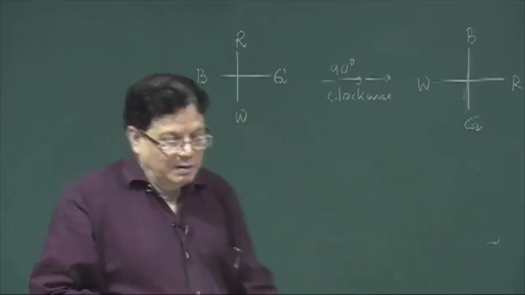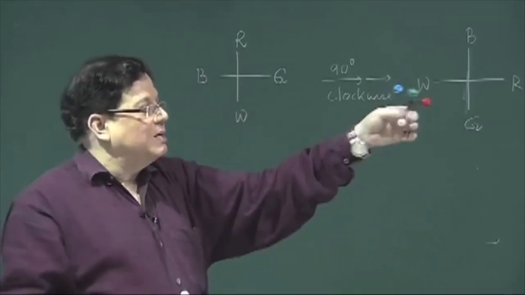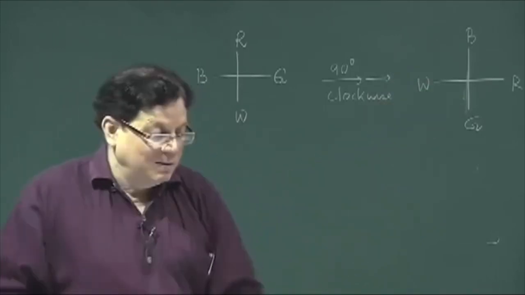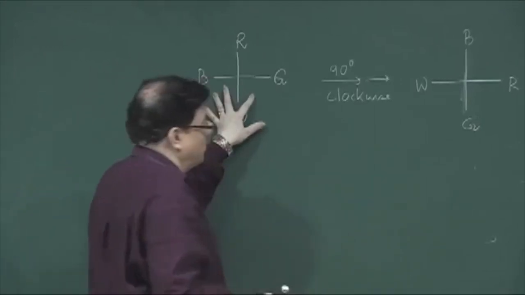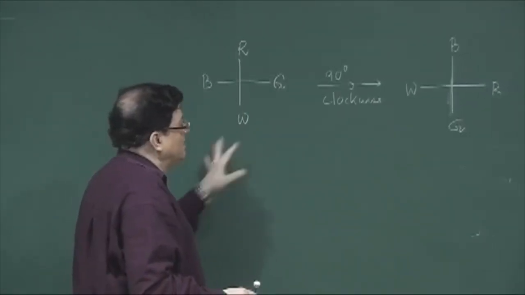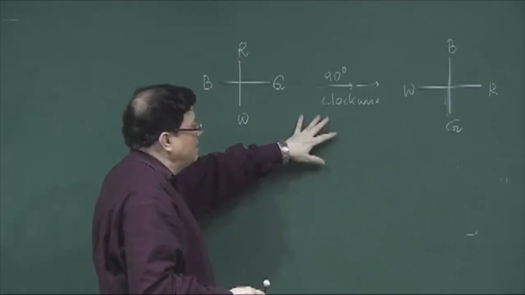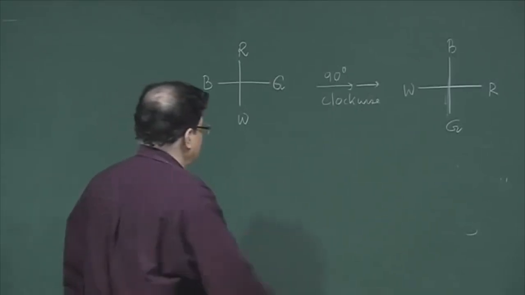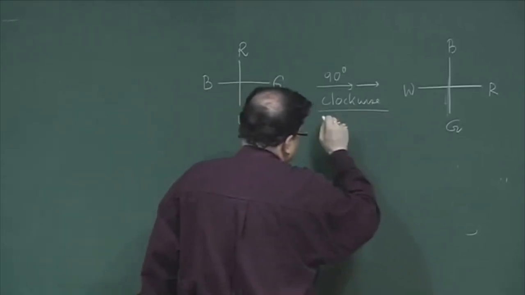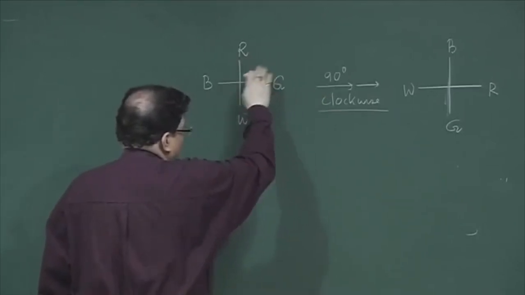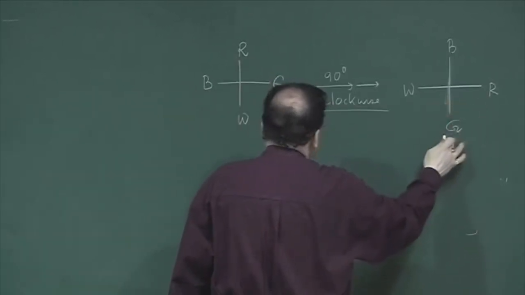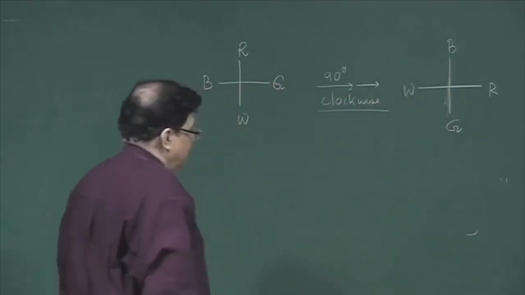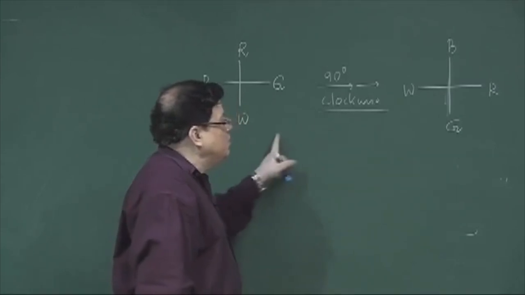Now, if I rotate this molecule by 90 degrees, it does not matter, it remains the same. But because it is a three dimensional projection formula, I have to follow certain rules. I say 90 degree clockwise or anticlockwise rotation is not possible. So, what happens if I do that? I give an example where I do a 90 degree clockwise rotation. So, R comes here, green goes there, W comes there and B goes there. What is the relationship between these two?